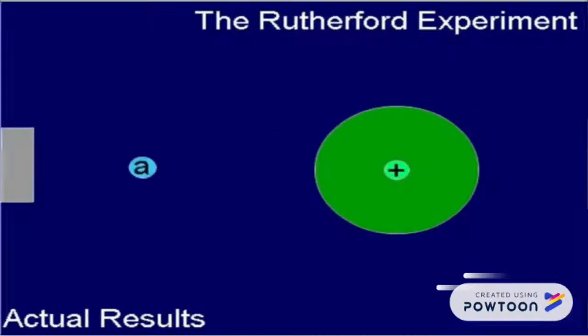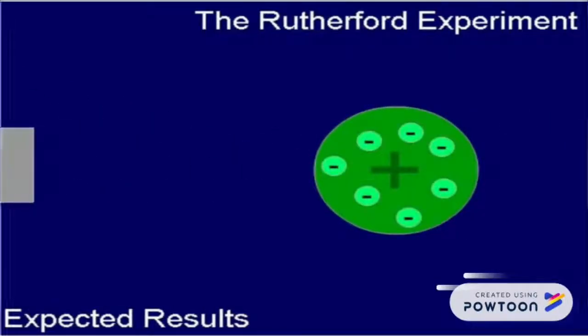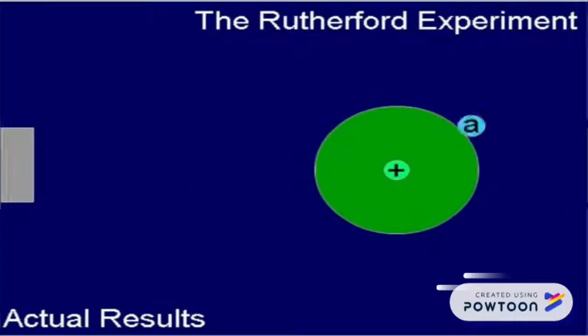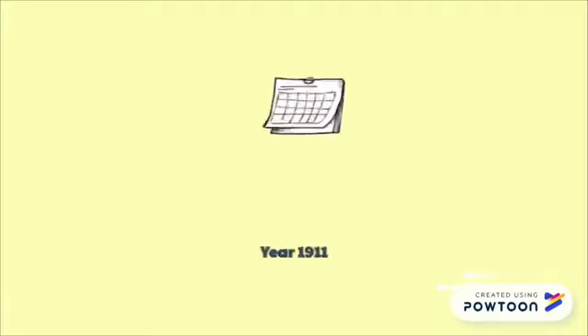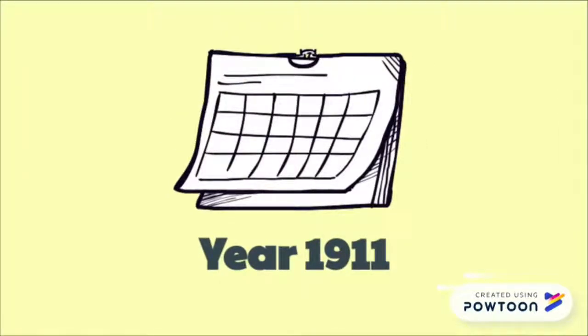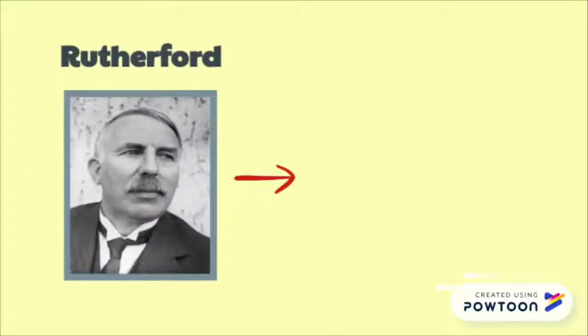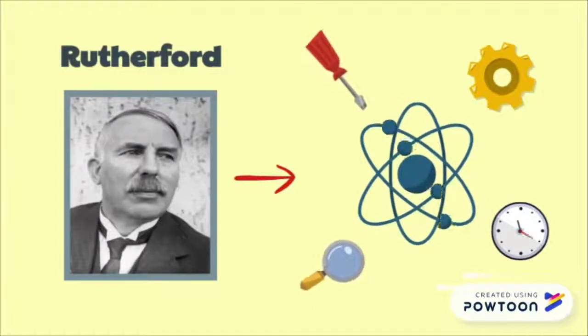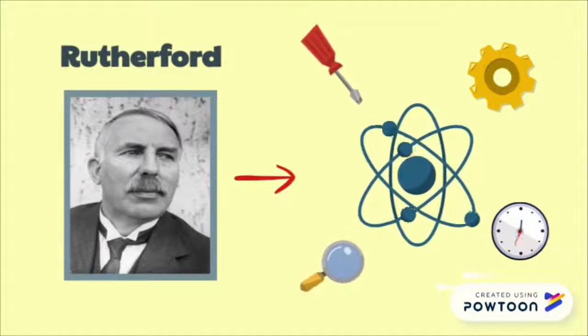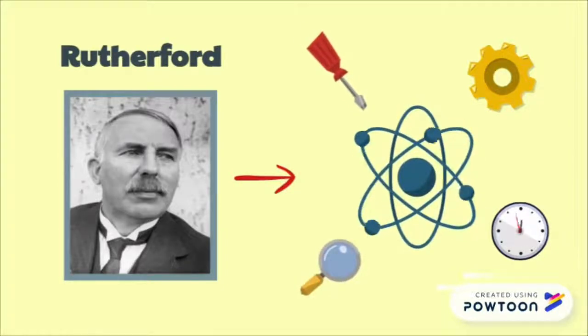However, they noted instead that while most shot straight through, some of them were scattered in various directions and some going back to the direction of the source. By the year 1911, physicist Ernest Rutherford proposed a model that the atom consisted of mostly empty space with all its positive charge concentrated in its center, in a very tiny volume that was surrounded by a cloud of electrons. This came to be known as the Rutherford model of an atom.